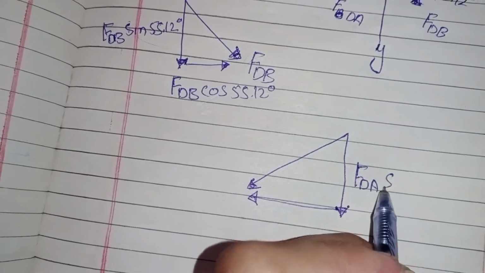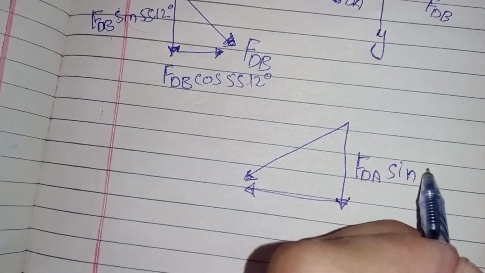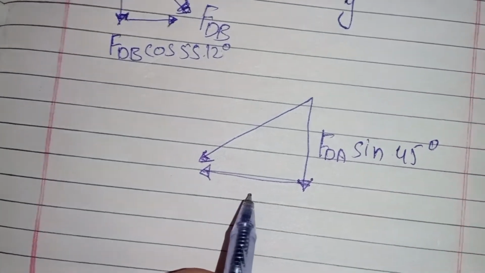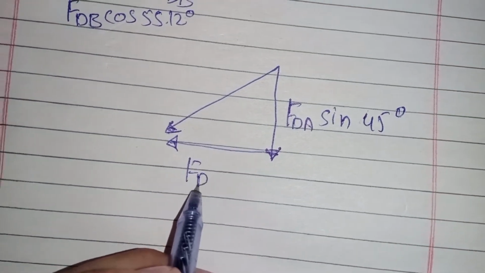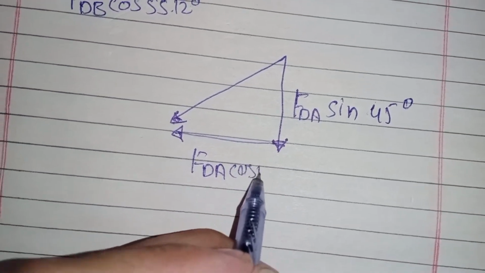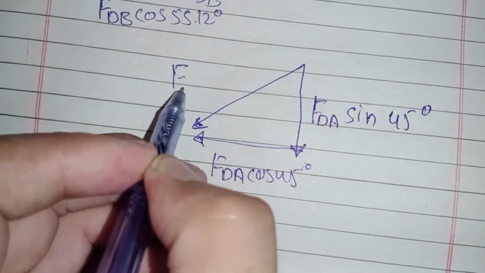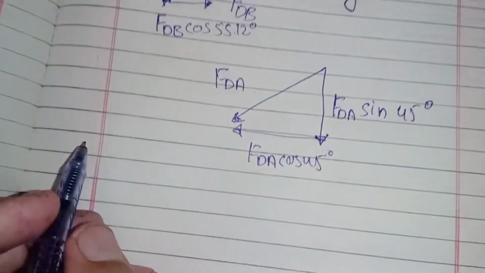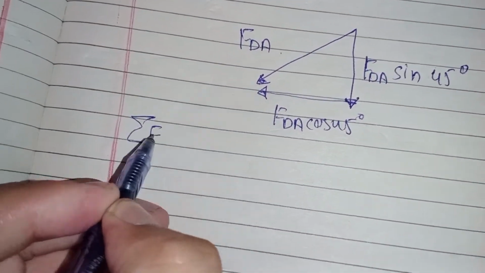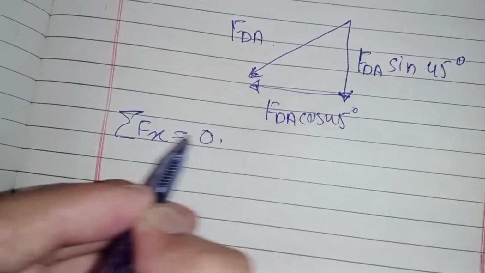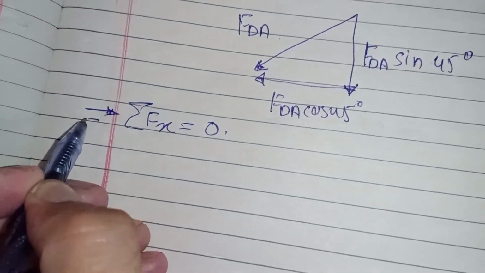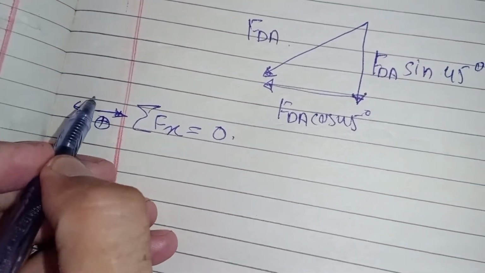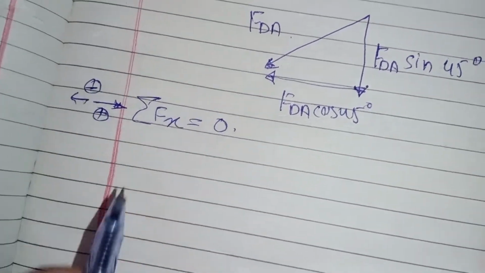FDA sine 45, FDA cos 45, FDA, this is the resultant force. So summation of F of x, all horizontal forces, equals 0, the force directed toward right taken as positive, the force directed toward left taken as negative.